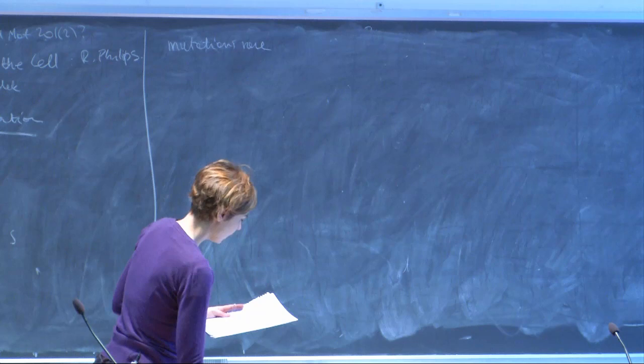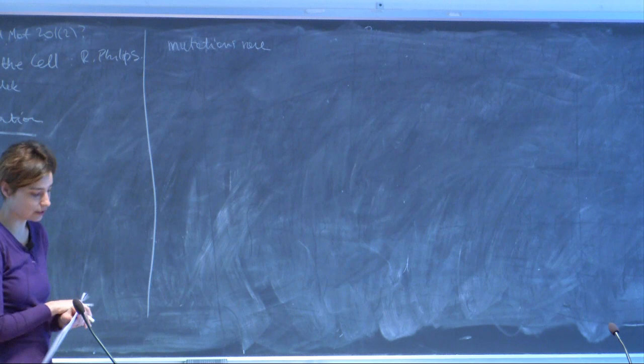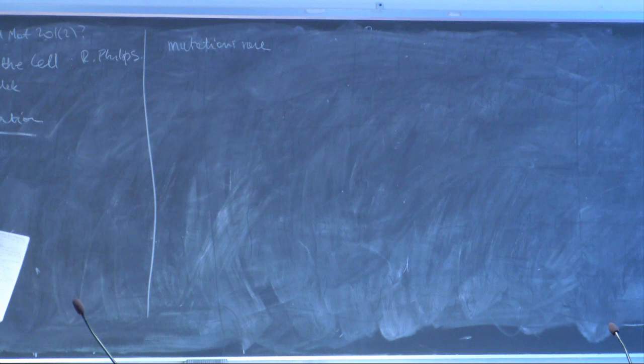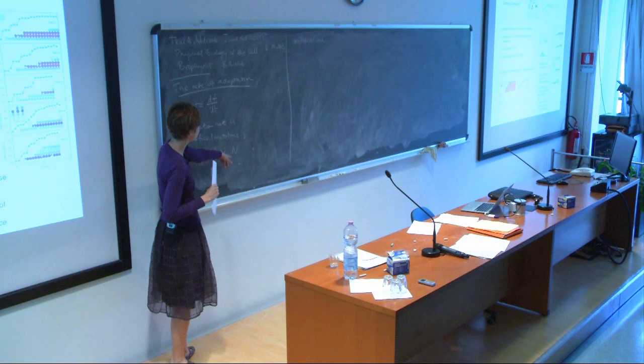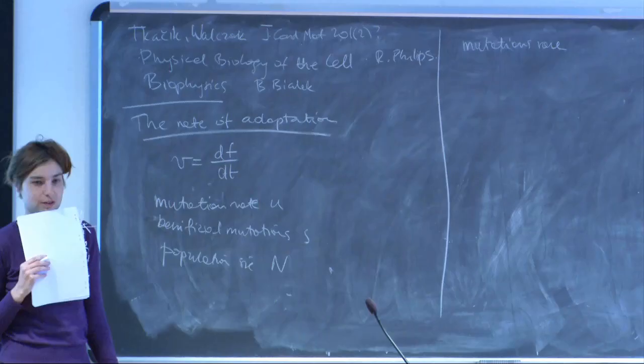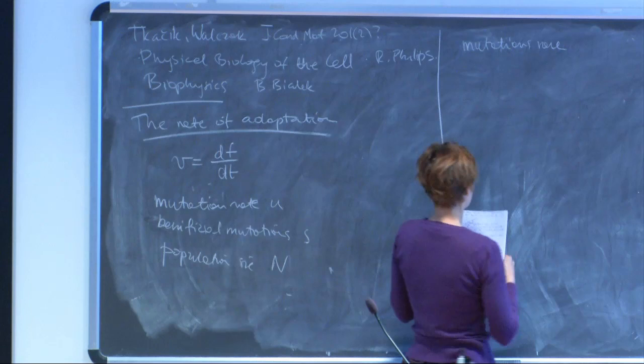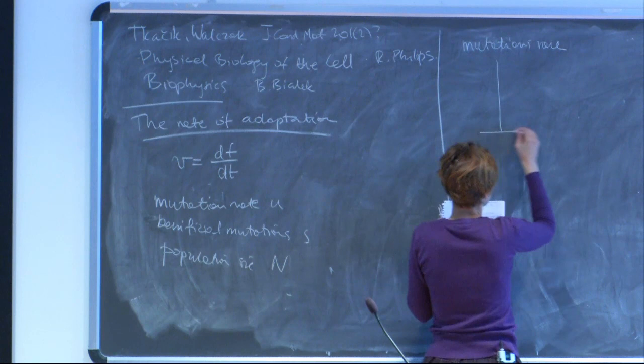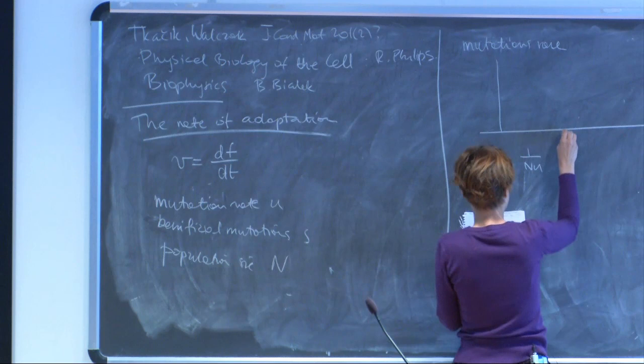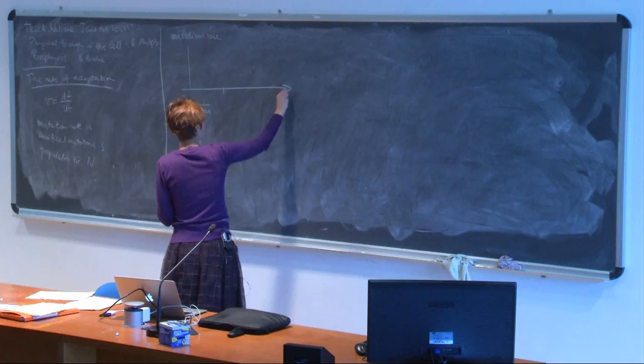The first question is how often does a mutation occur in some individual. Let's add the population size N. So you have N individuals and a mutation rate u. How often does a mutation occur? N times u. So the time that you have to wait for one mutation is 1 over Nu. For 1 over Nu time, nothing happens.